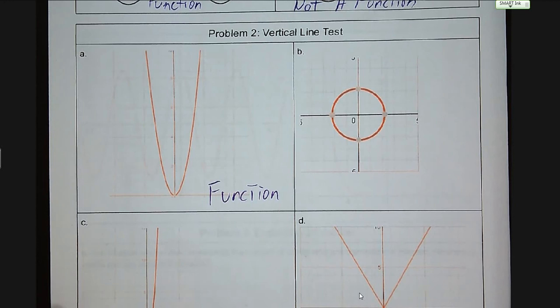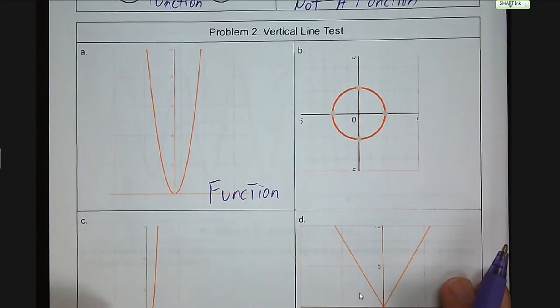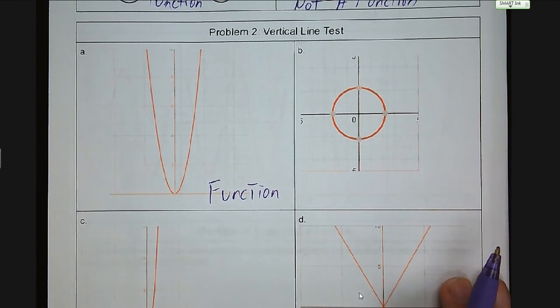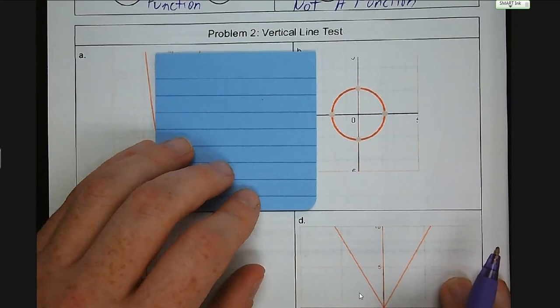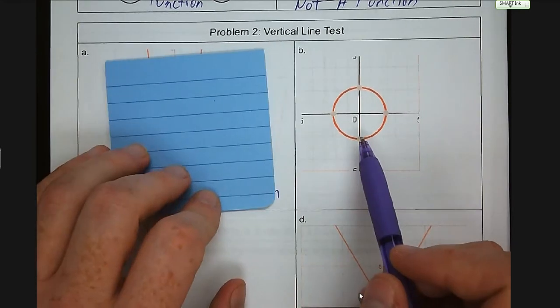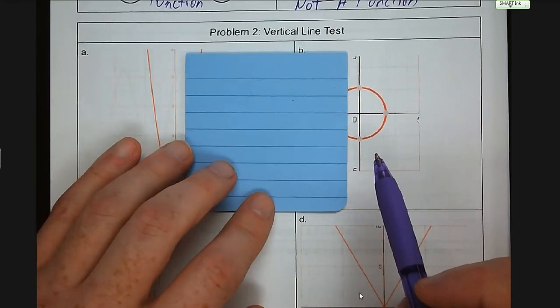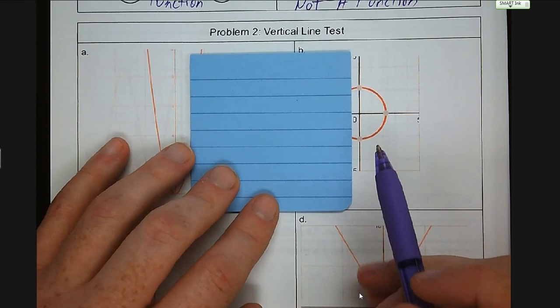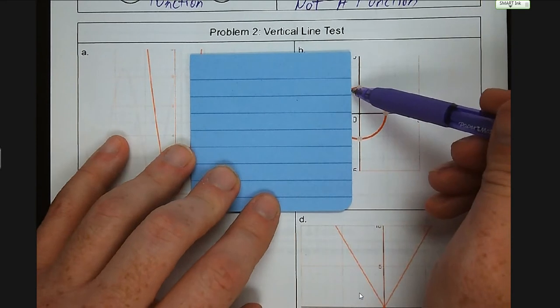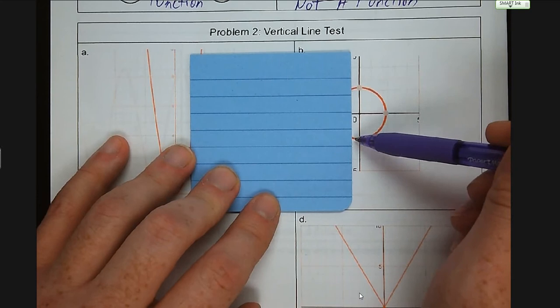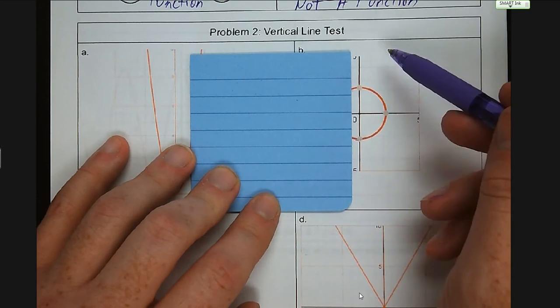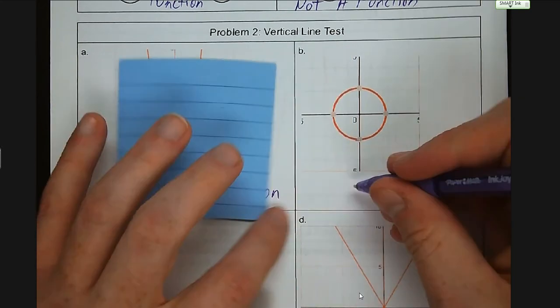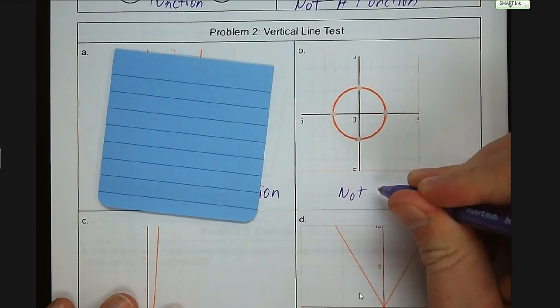And this would be an example of a squared graph. So this is a parabola. That's the shape we call it. These are quadratic equations, which we'll deal with in second semester. All right. How about the circle? Letter B. If I move my vertical line across it, I see I'm touching here and here. So that x value is going to have 2 potential y values, so that is not a function.